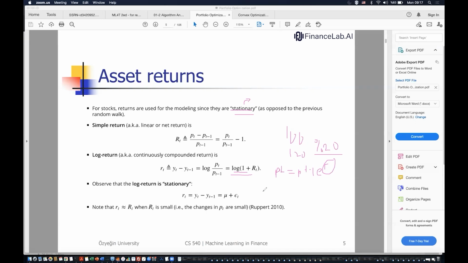And in this case, the log return is basically stationary. If you look at the log return, then y_t is equal to some mean mu plus the epsilon error that we have seen here. This is stationary, meaning that it has a constant mean independent of the time that we are observing. Its covariance matrix will come from the multiplication of these matrix entries, and it will also be constant over time. And for smaller values, log return and simple return are the same.